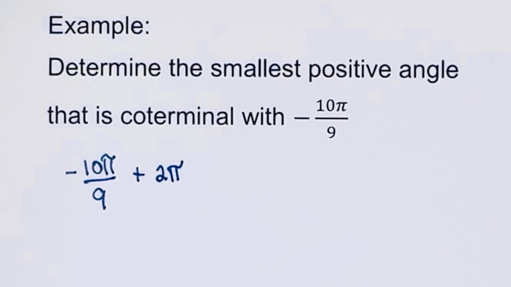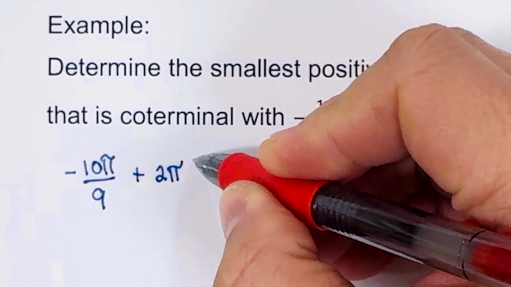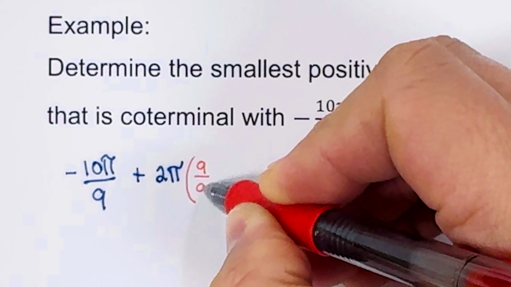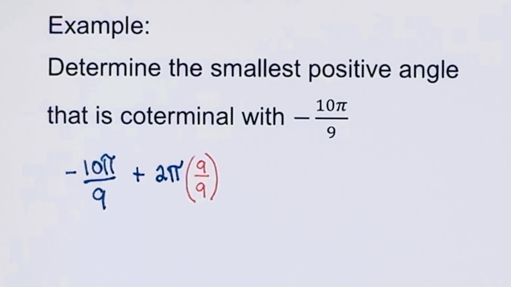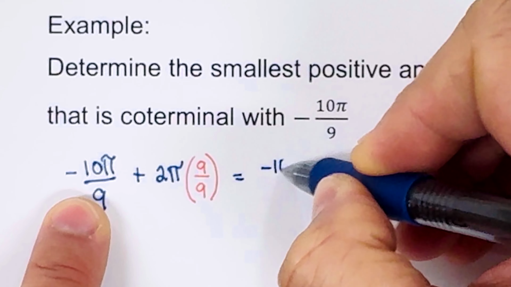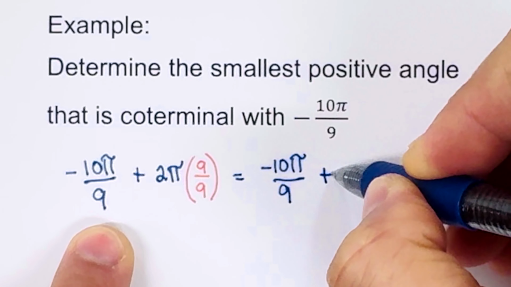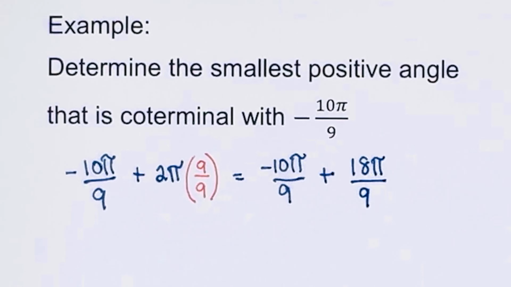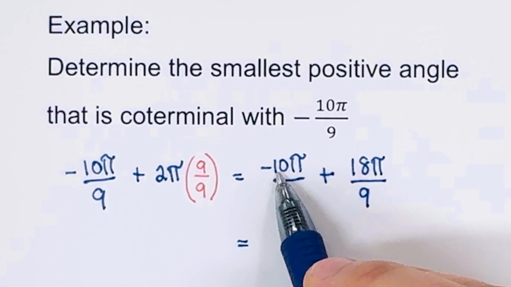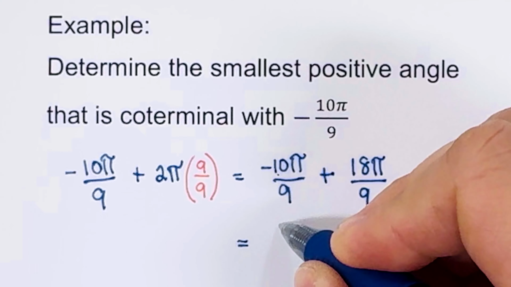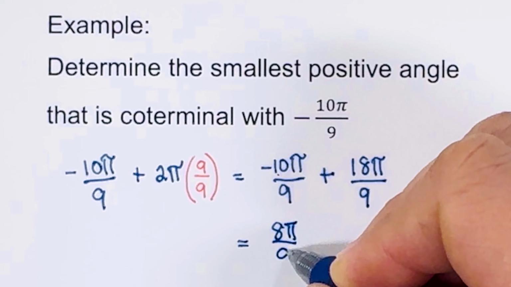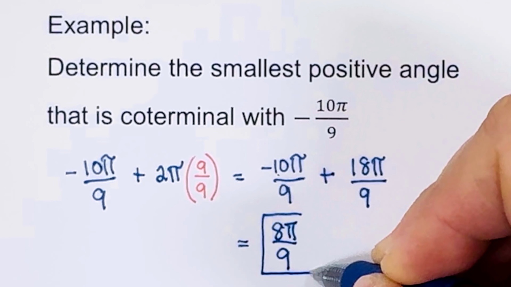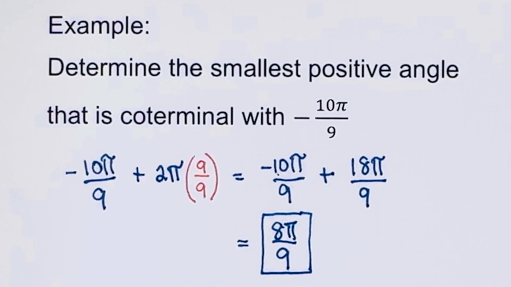Now notice that if we add these two, they don't have the same denominator. So we have to make sure that they have the same denominator. To do that, we're going to multiply 9 over 9 to the second term here. So this would come out negative 10 pi over 9 plus 2 times 9, which is 18 pi over 9. Now they have the same denominator, so we can add them together. Negative 10 pi plus 18 pi is positive 8 pi, and that is over 9. So this is the smallest positive angle that is coterminal with negative 10 pi over 9.